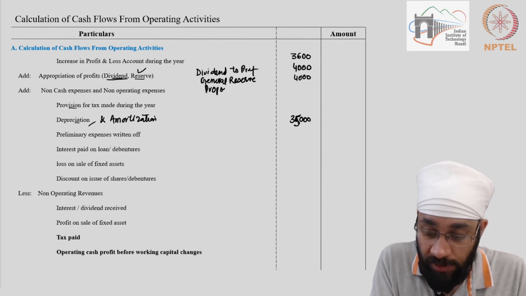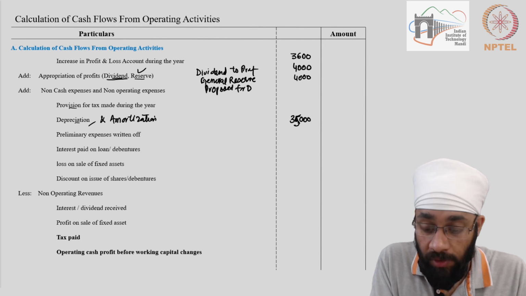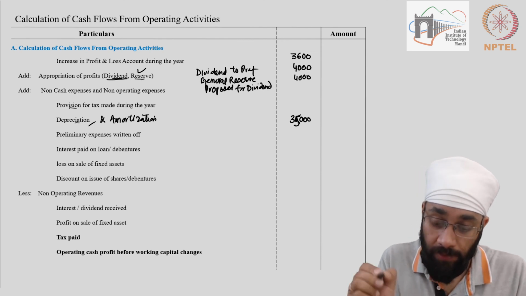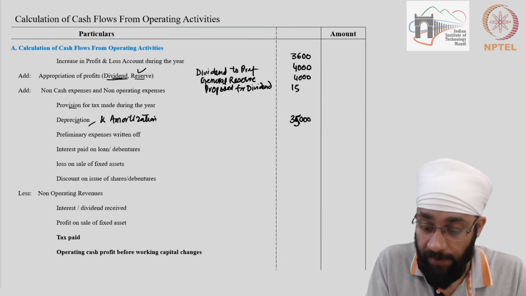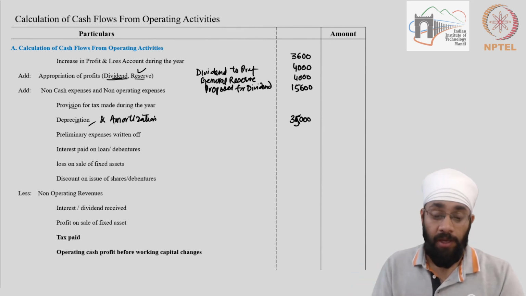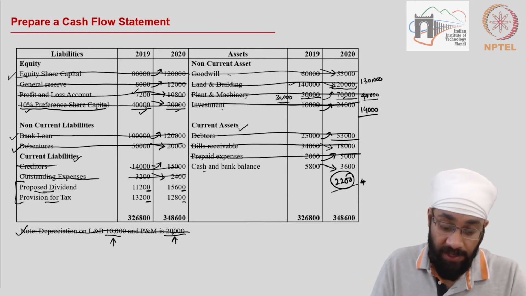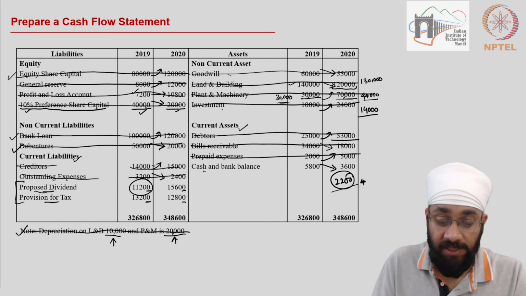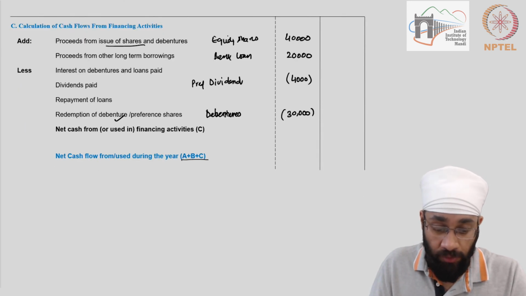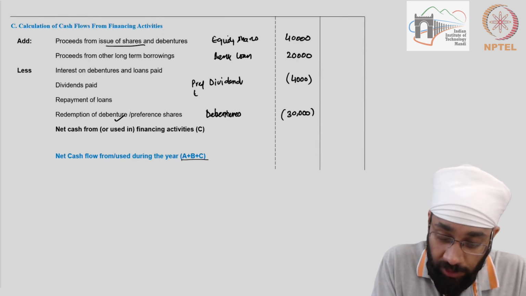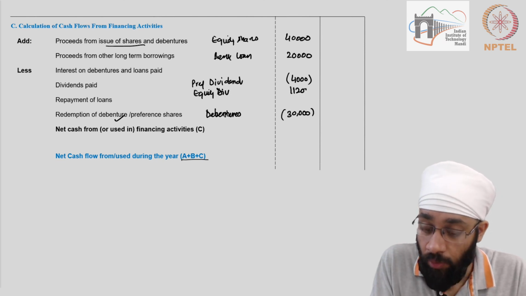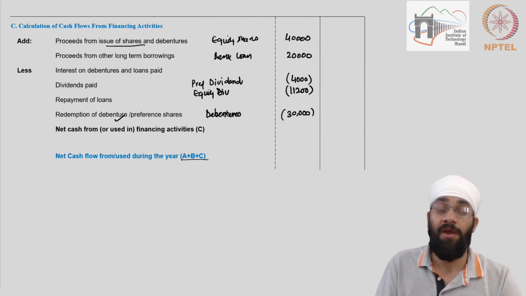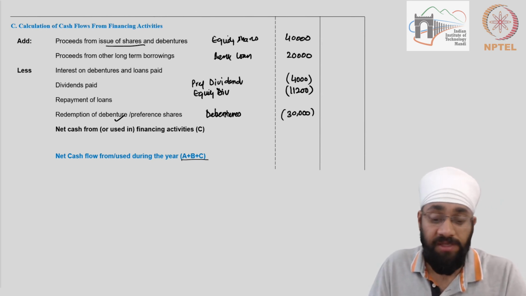So proposed dividend or provision for dividend here, the balance is the balance of the previous year, which is the current year, 15,600 here. And now the actual dividend which is being paid is the previous year's balance, 11,200, and this will go to financing activities. So equity dividend 11,200 is the actual dividend being paid during this year. So that's the assumption we make.